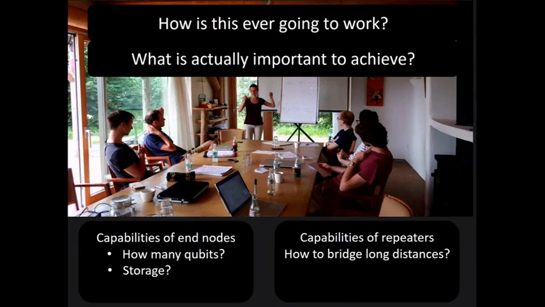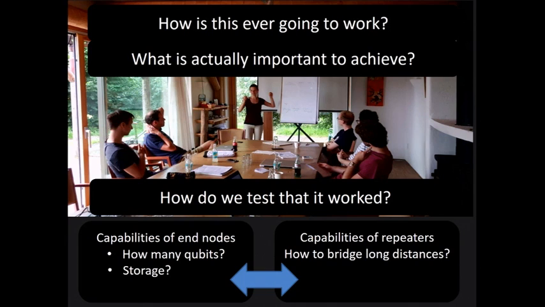So you can think about the capabilities of the end nodes, like how many qubits they should have, how important is storage, and you can think about the capabilities of the repeaters, like how to bridge long distances, and of course they should fit together. And you can also ask yourself, well, how do we actually test that it worked after we set up something outside?